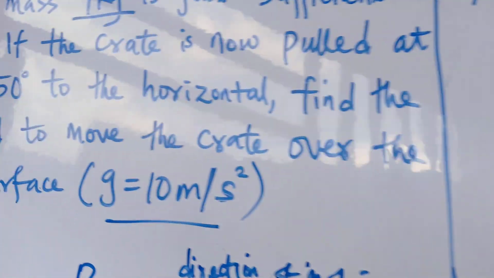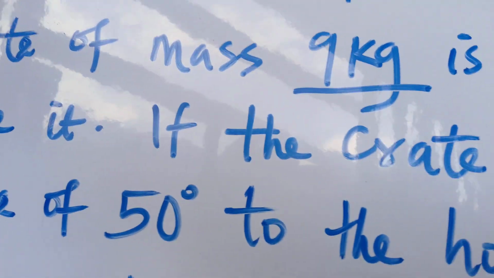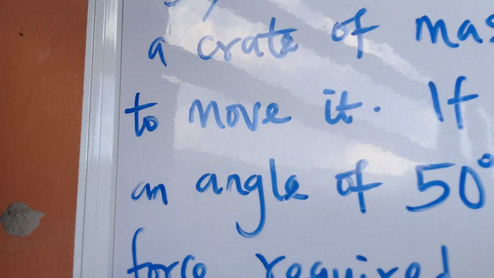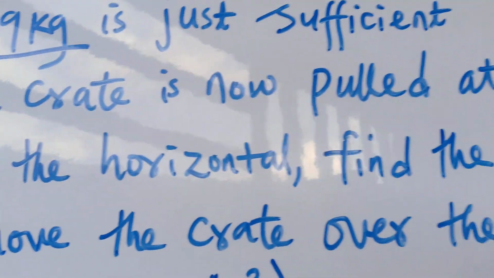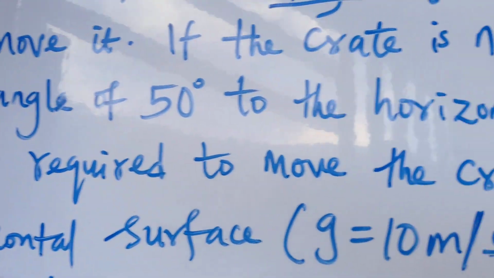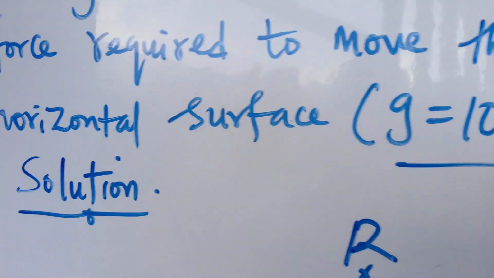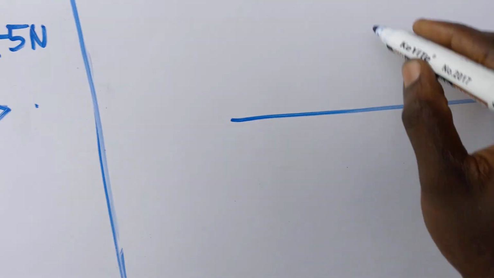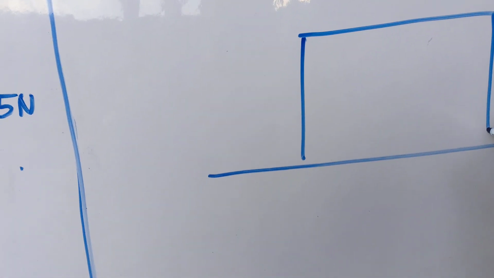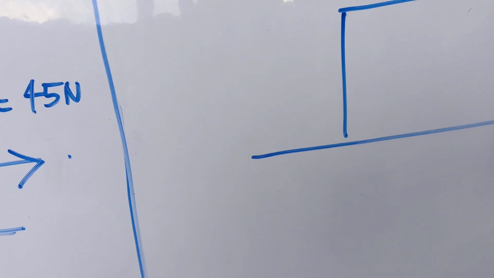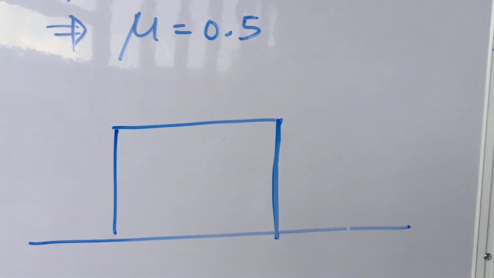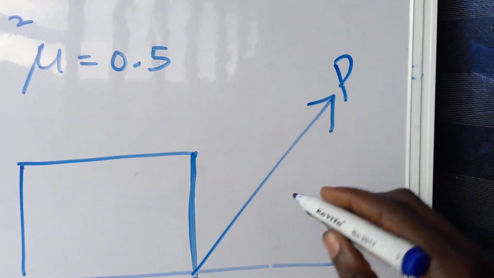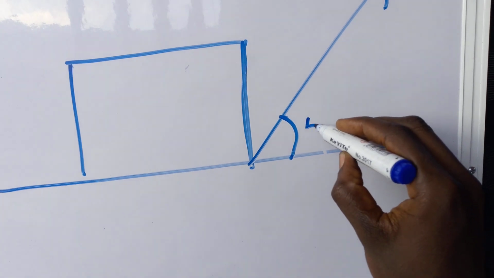Now we'll come back to this question. It says if the crate is now pulled at an angle of 50 degrees to the horizontal, find the force required to move the crate over the horizontal surface. So in the next case, the crate is pulled at an angle. It is pulled at an angle of 50 degrees to the horizontal. So we assume this to be the pull.